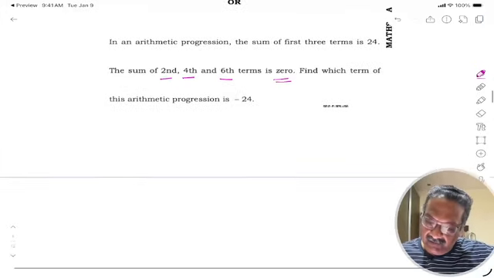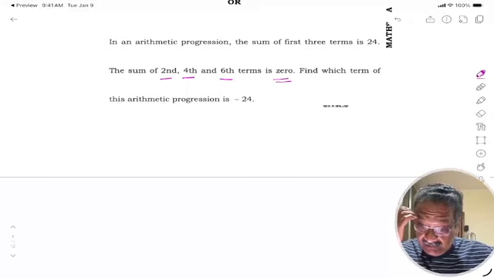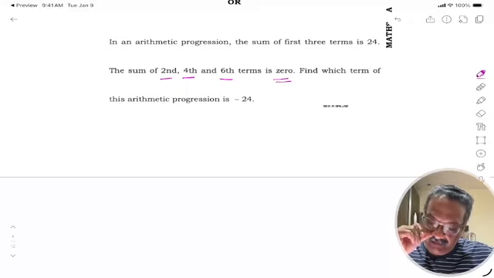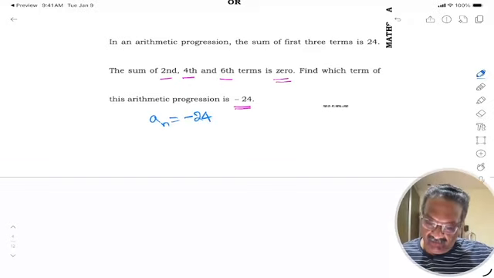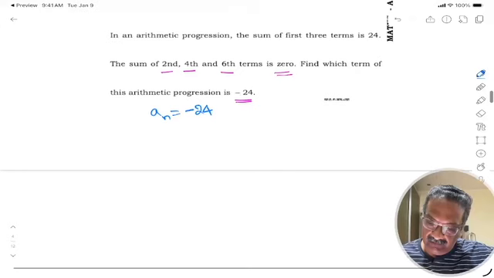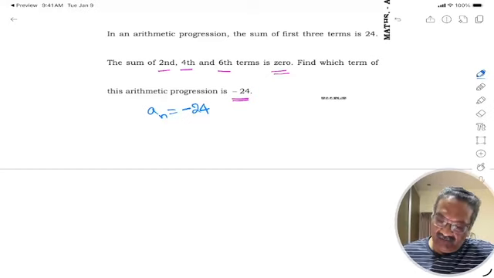Okay, the sum of first 3 terms is 24. The sum of second, fourth and sixth term is 0. Find which term of the AP is minus 24. So AN is minus 24. We have to find N. Okay. So first 3 terms will be, let us write the 6 terms.